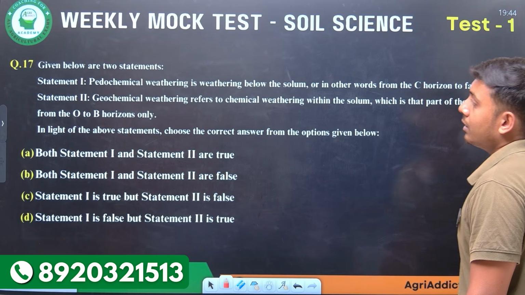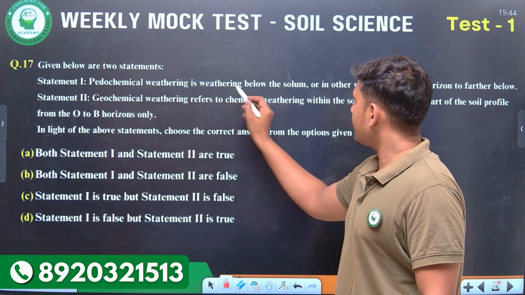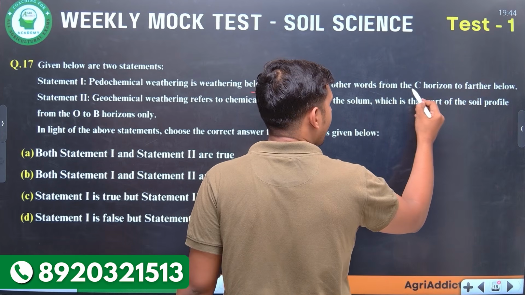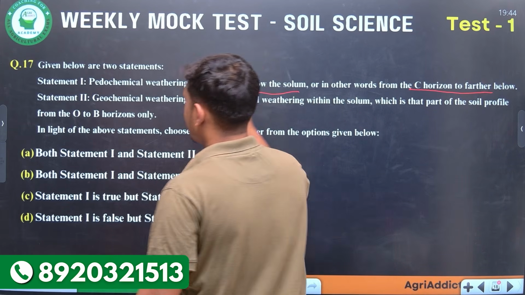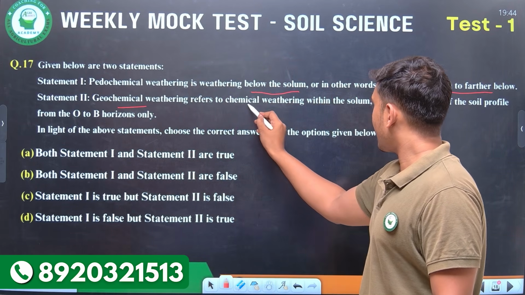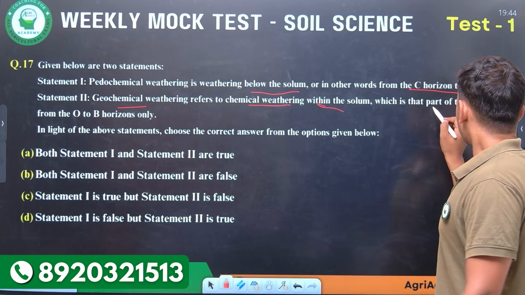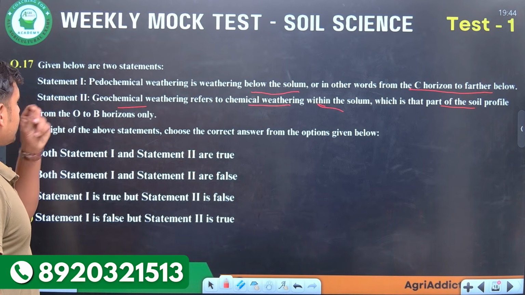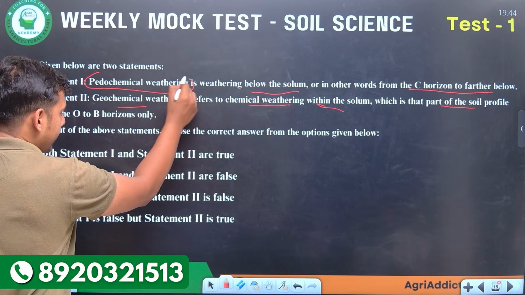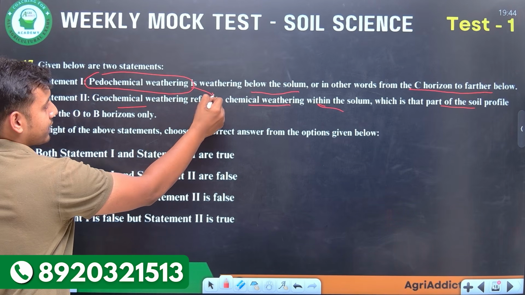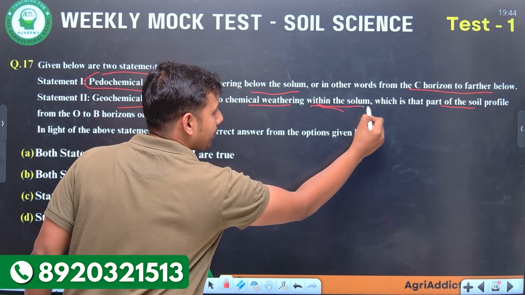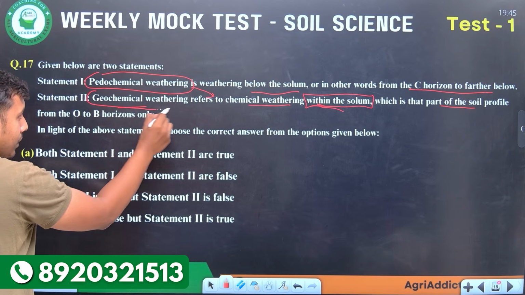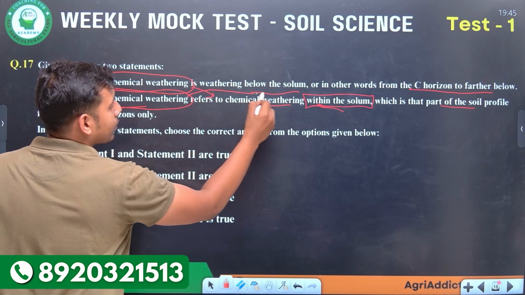Now comes the next question. Statement 1: pedochemical weathering is the weathering below the solum, in other words from the C horizon further below. Statement 2: geochemical weathering refers to the chemical weathering within the solum and that part of the soil profile. In this question both statements are wrong, because by definition it is actually just reversed. Pedochemical weathering refers to the chemical weathering within the solum. And geochemical weathering is actually the weathering below the solum.